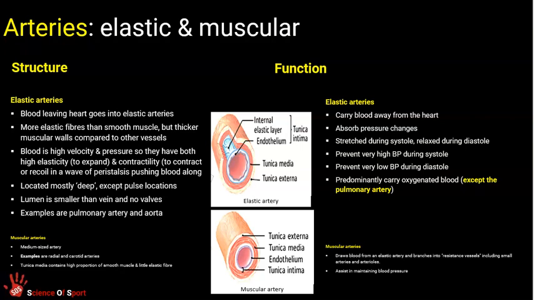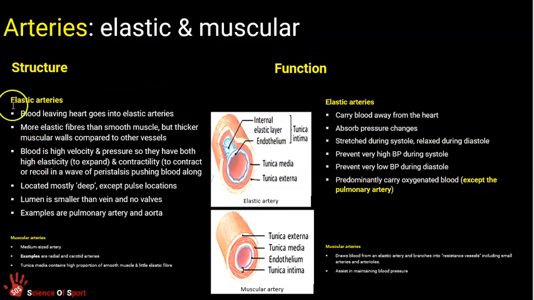But looking at the structure then, all anatomy is about structure and function. How something is built is connected to the job it has to do, the role it plays. I don't think that for your specification you need to know too much detail about the different types of arteries. There are some arteries that are more elastic and some that are more muscular. So I would suggest we just focus on this top part here.